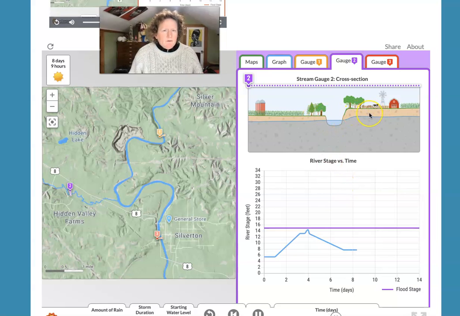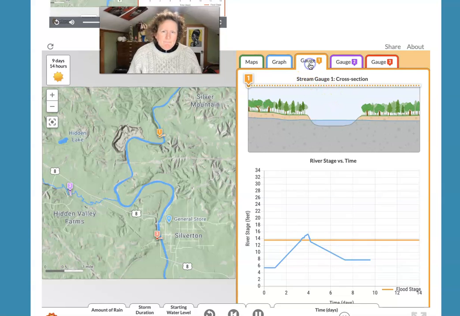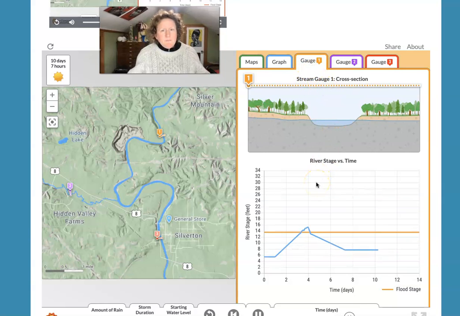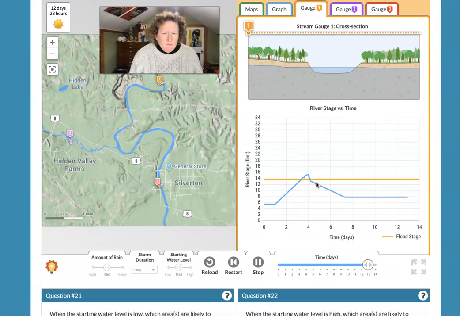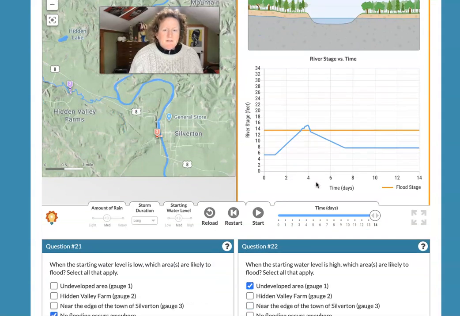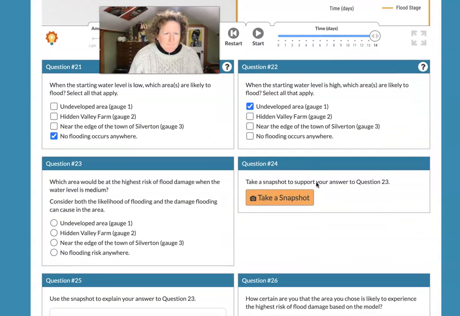There's a farm there, and you want to put your farm and your cows and your barn on higher ground. Gauge 1 is an undeveloped area. It's a forest. They've left it a forest because they know it's going to flood. If you're a good city planner, you leave areas that are very prone to flooding as parks or open space. So if they do flood, it's not a big problem. So the undeveloped area is going to be at the highest risk of flooding.